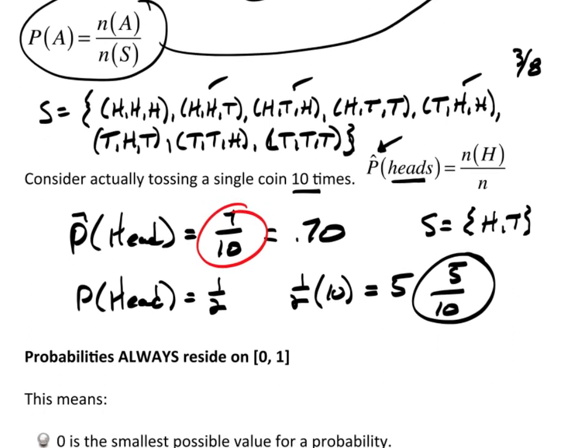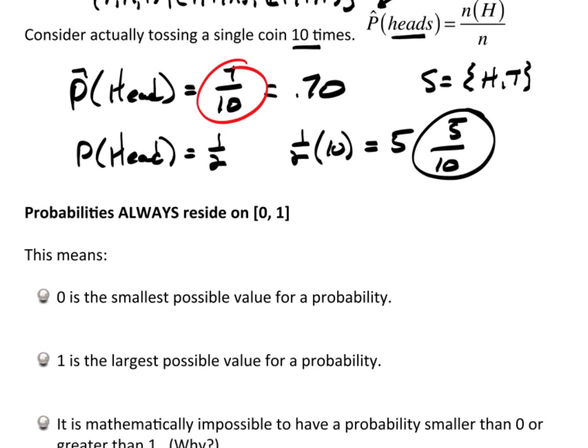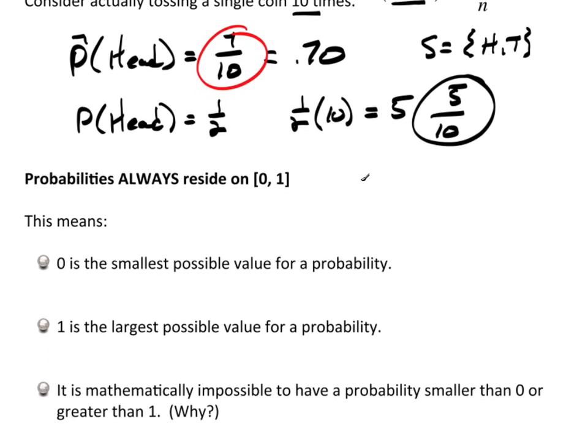Now this is an extremely important concept. Probabilities always reside on [0, 1]. By reside, I mean the smallest value you can have is 0, and the largest value it can have is 1. Now this is a reminder from algebra. These square brackets mean that 0 and 1, the endpoints, are included. If I wanted to exclude 0 and 1, I'd write it like this. This means 0 is excluded from the interval, 1 is excluded from the interval.